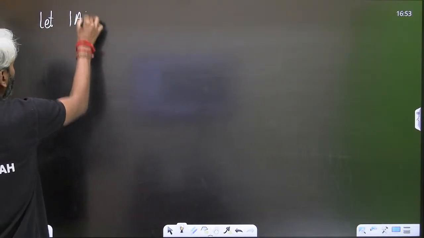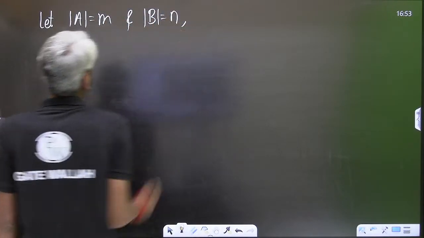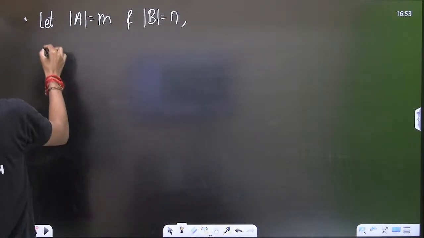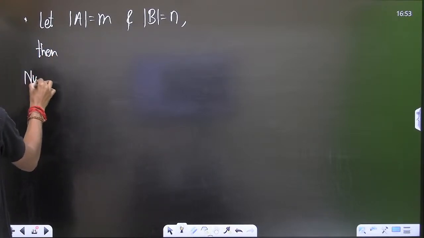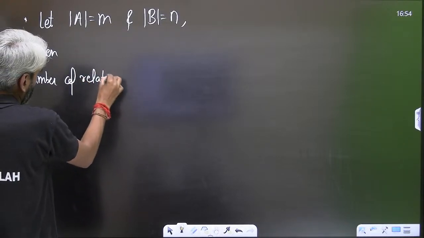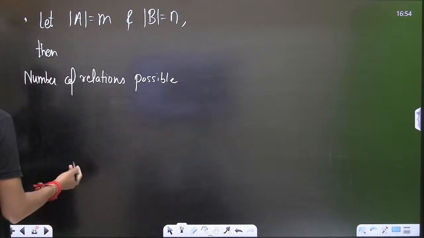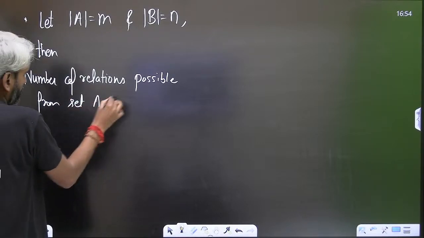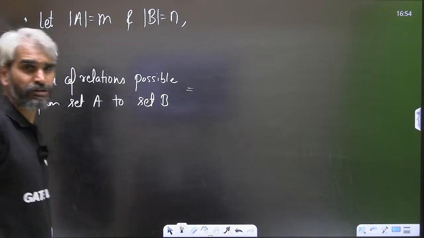Let mod A equal to M and mod B equal to N. Then how many relations are possible from set A to set B? Sir, how many relations will be possible? You just need to understand.